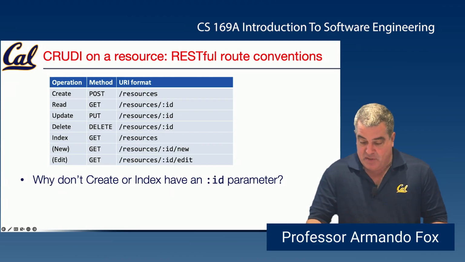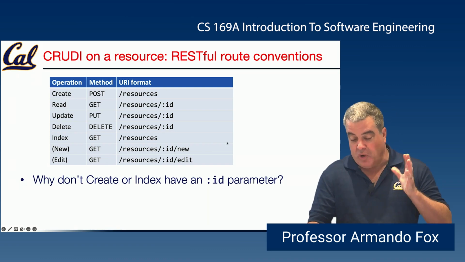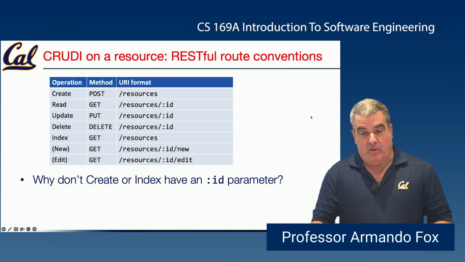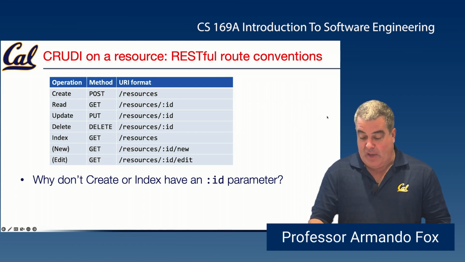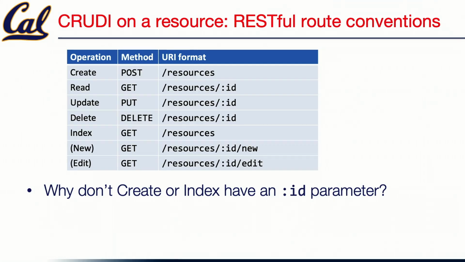The other thing to notice is that some of these routes, like the read, update, and delete routes, and the new and edit pseudo routes, have an ID parameter that's part of the path. Why don't create or index have an ID parameter? It doesn't make sense for create to have an ID, because you're creating a new thing and it's not going to have an ID until after it gets created. Similarly, why would an index have an ID parameter? It's saying give me some large subset of them, but it's not referring to any specific one. And so that's why only the routes that refer to operations on a specific, existing resource will have an ID parameter in them.